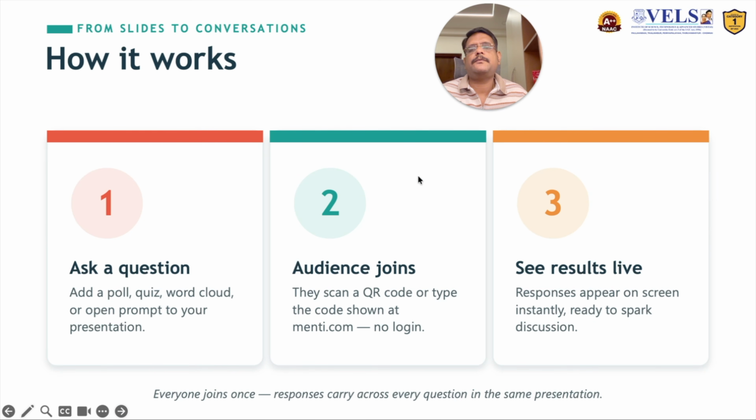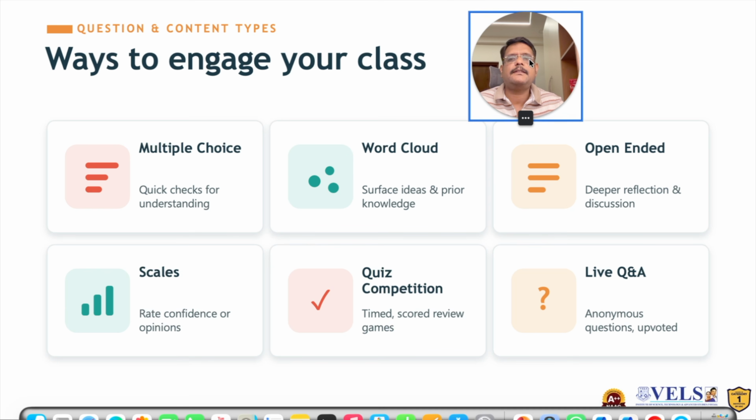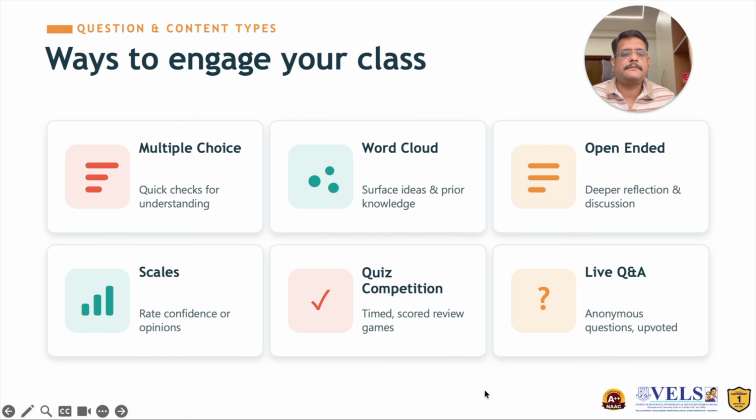How it works: first of all, the instructor puts forward a question either in the format of polls or quiz or word clouds or even an open prompt, and the audience joins through the QR code, and the results will be live on screen and the responses can be seen by all the audiences. The main advantage is that it makes the audience participate actively. The various ways that we can engage your class is by putting forward various formats of questions: multiple choice, word clouds, open-ended questions, scales, quiz questions and live question and answer questions.